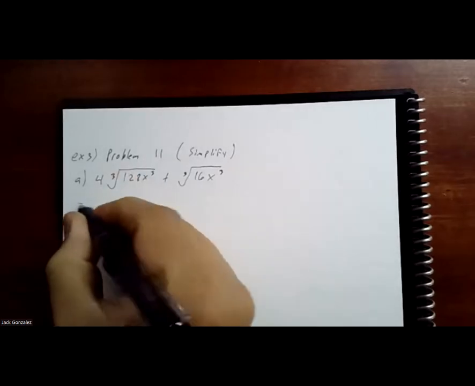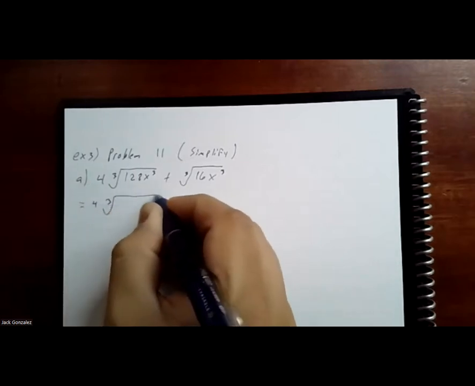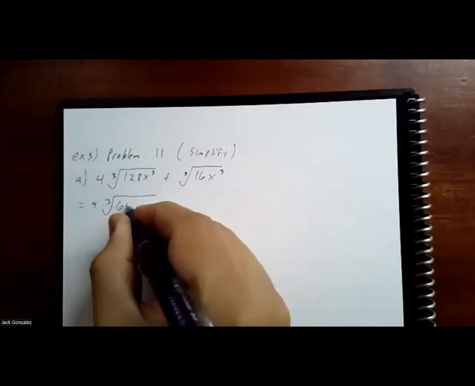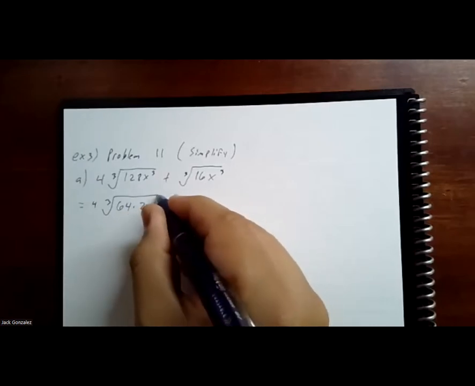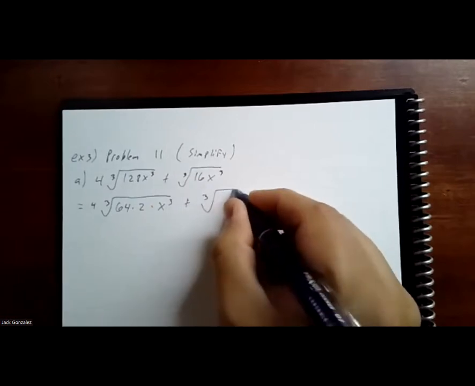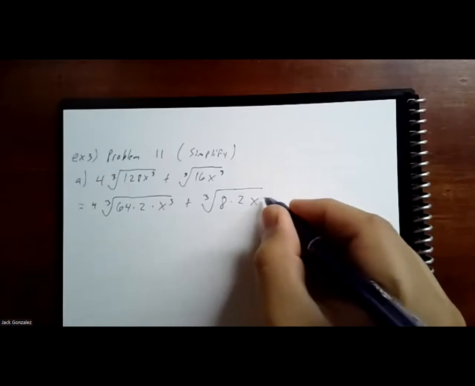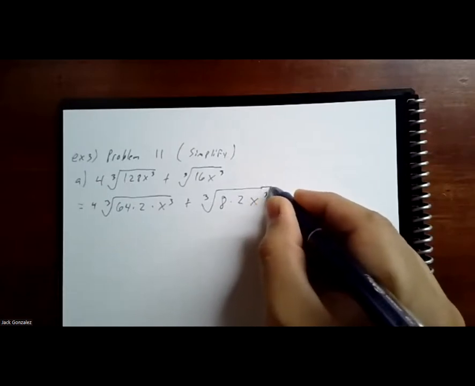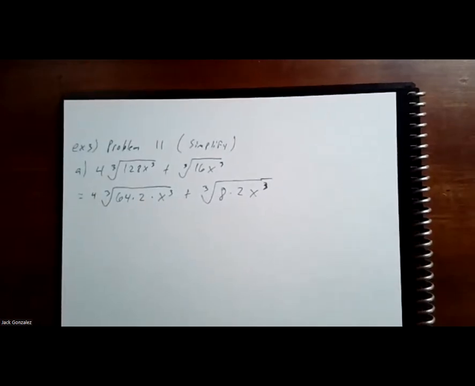Okay, so here we go. So the cube root of 64 times 2 times x cubed plus the cube root of 8 times 2 is 16. So there it is. I'm purposely factoring them into stuff that reduces. That's the whole thing, we're basically rigging the problem.